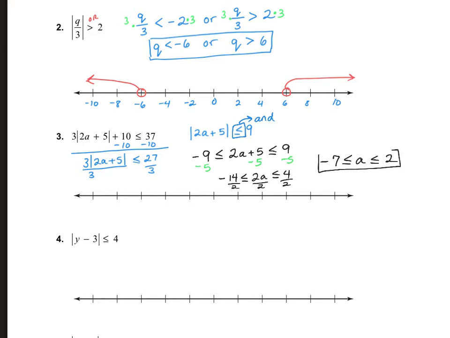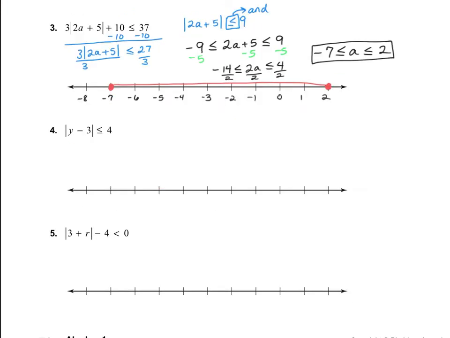And now we're ready to graph this problem. This time we have closed circles on -7 and +2, and it's an and, so it's everything in between. And so we go ahead and draw that. I would like you to go ahead and do number 4 and 5 on your own. So pause the video and then unpause the video when you're finished and see how you did.